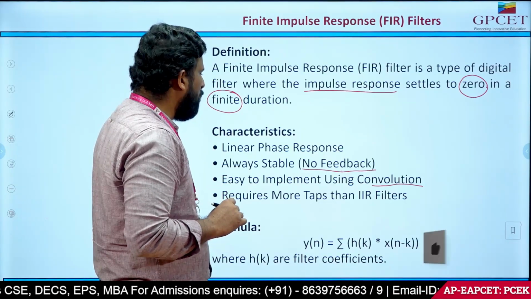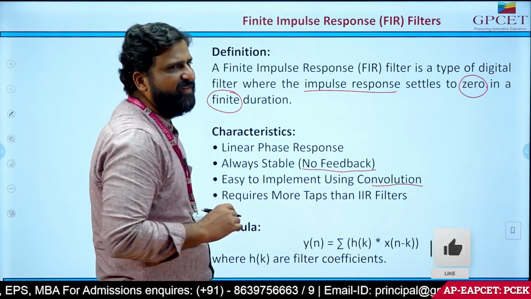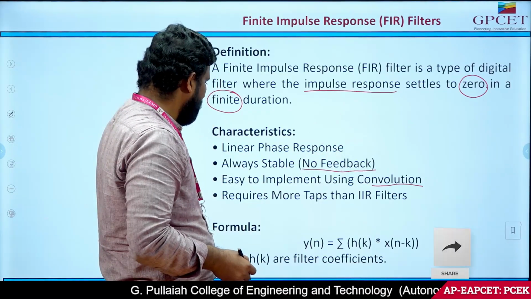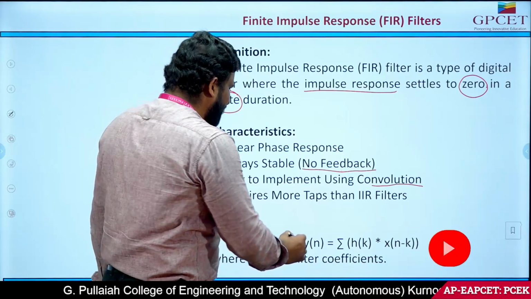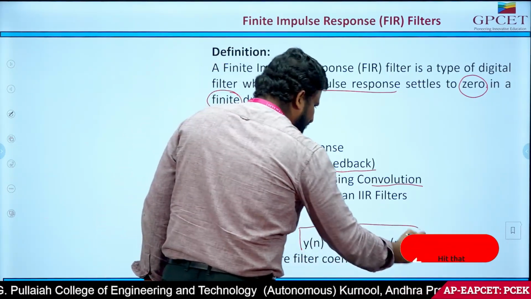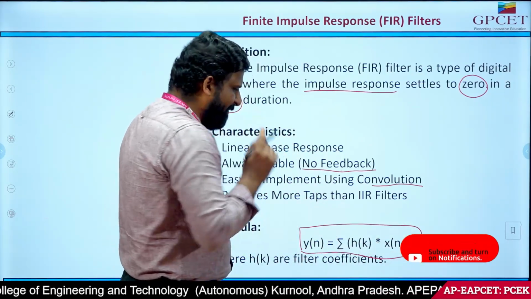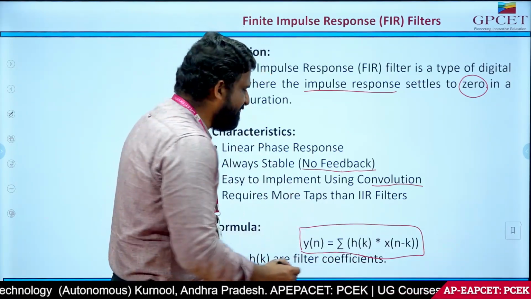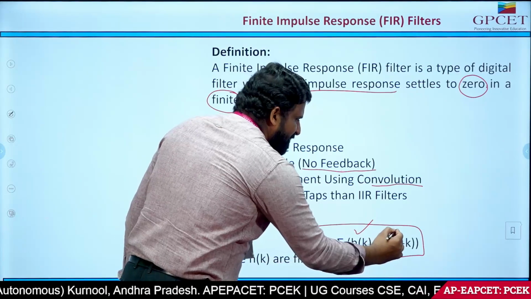And finally, more taps are required than for an IIR filter. Taps are nothing but some delays. We'll see that in the upcoming slides. And what is the formula? It says that y of n for the FIR filter is equal to the summation of h of k, which is the impulse response, into x of n minus k, which is the input. It is an impulse response, it is an input.